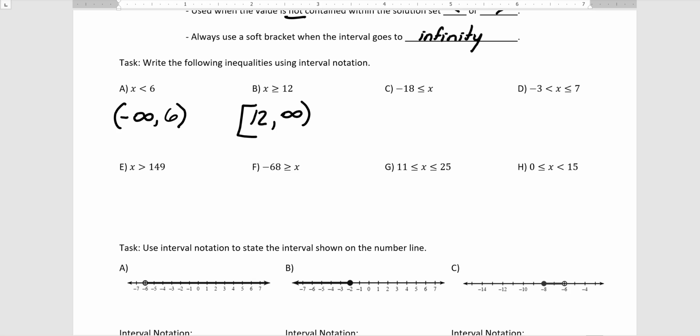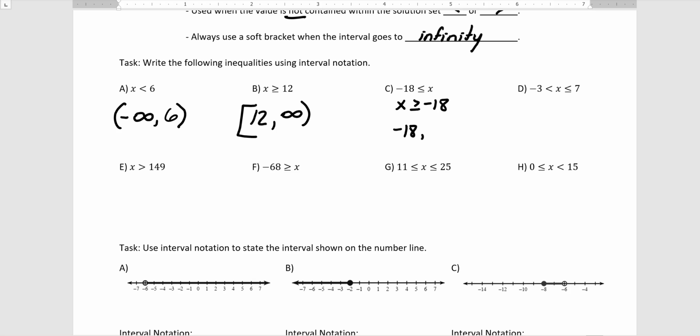All right, let's look at letter C here. Negative 18 is less than or equal to x. Okay, well if negative 18 is less than or equal to x, that's the same thing as x being greater than or equal to negative 18, right? We like that variable first. That makes it easier, more transparent for us to identify what's going on. If x is greater than or equal to negative 18, what's the smallest value x can be? Well, x has to be greater than or equal to negative 18. So negative 18 is the smallest value it can be.